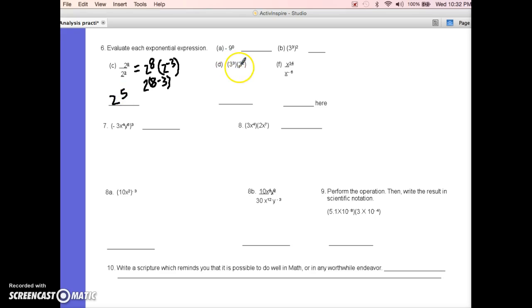This one here, the base is already repeated. 3 cubed times 3 squared. So we just simply add the exponent. 3 plus 2. So this would be 3 to the 5th. I could work these numbers out. I know you can, so I'll just leave it that way.